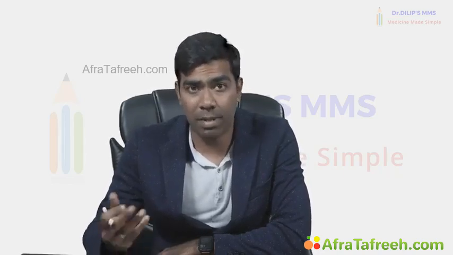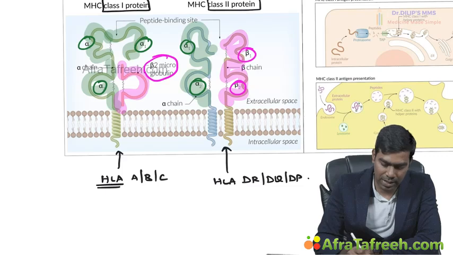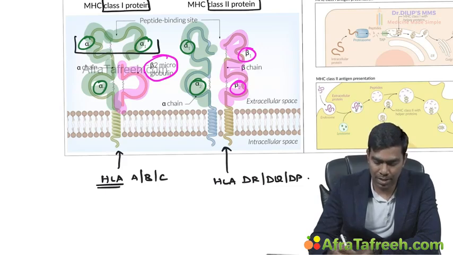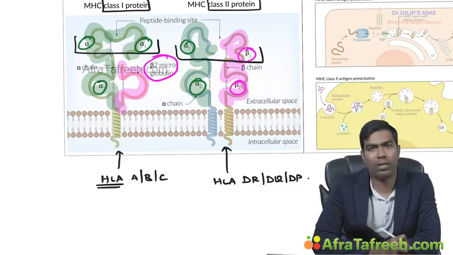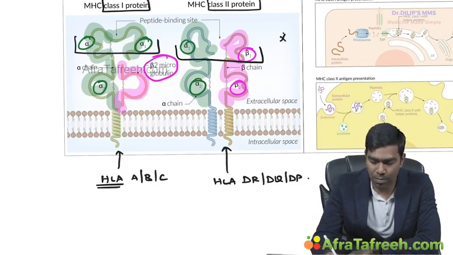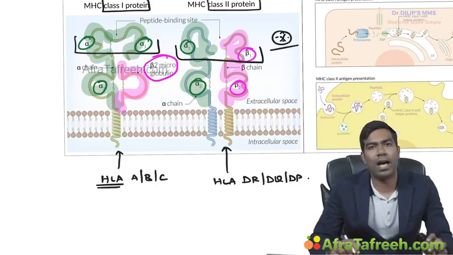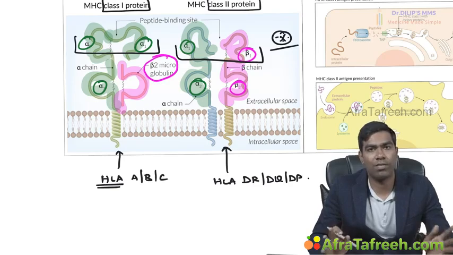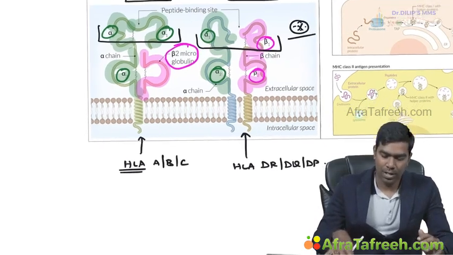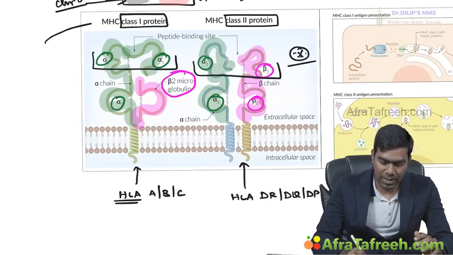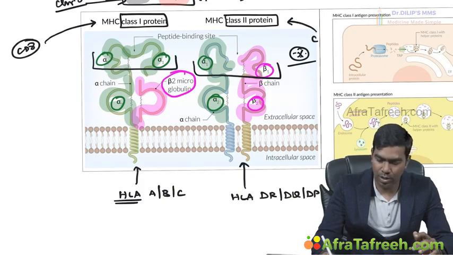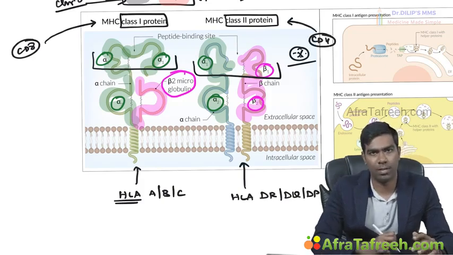And where is the peptide binding site, where the peptides are going to bind? The peptide binding site is in alpha 1 and alpha 2 in MHC class 1, and in alpha 1 and beta 1 in MHC class 2. Very important. Similarly, you know very well that MHC class 1 interacts with CD8, and MHC class 2 interacts with the CD4 T helper cell.